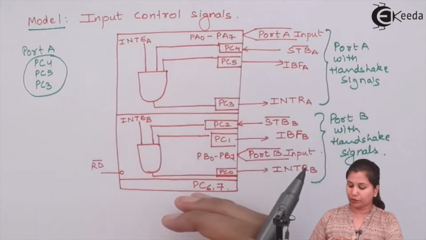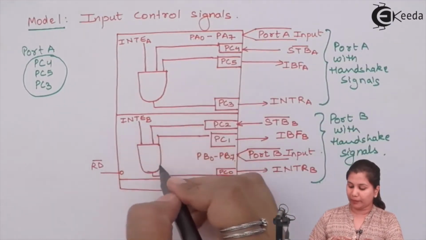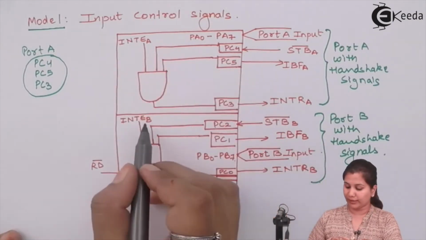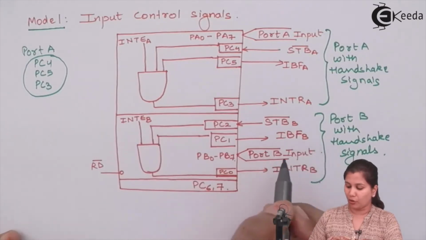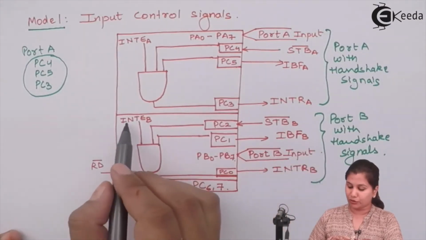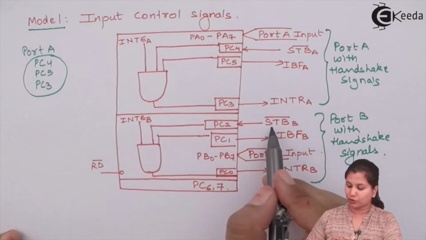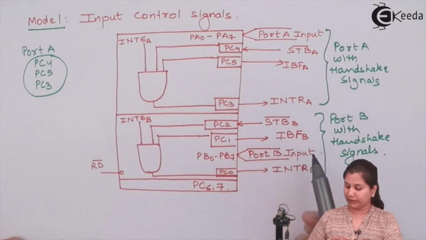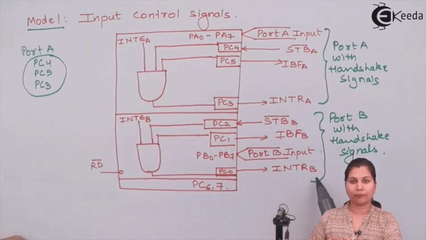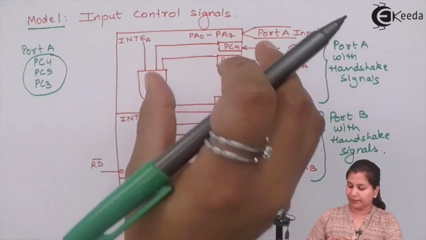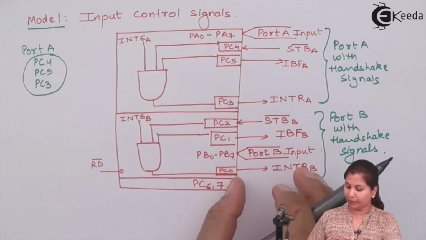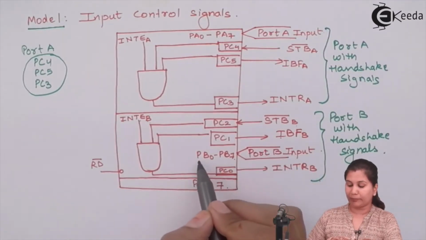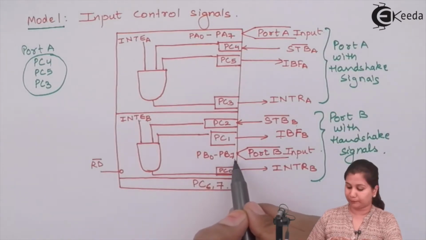Now let's come to the lower part. In the lower part we have the same circuitry, but it is for port B. So here subscript B is for all the signals: interrupt enable for port B, strobe B, input buffer full for port B, and interrupt request for port B. The same upper diagram is drawn in the lower part, and this port B has the 8 input lines PB0 to PB7.